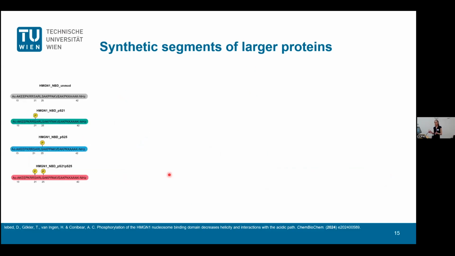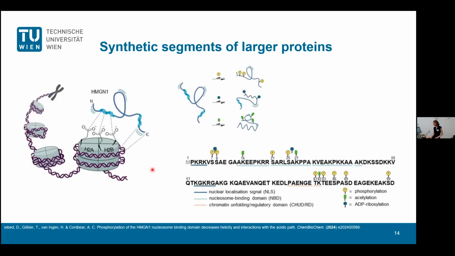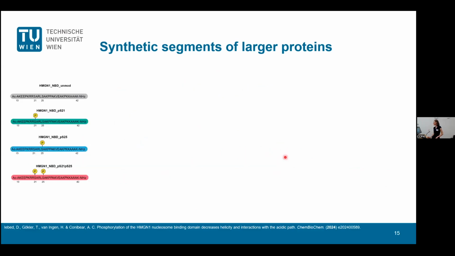So to start with, we took just a section of HMGN1, the nucleosome binding domain, which is the central part here, and looked at the two phosphorylations on these two serine residues here. This was about 30 residues long, so reasonably accessible through solid phase synthesis, and we could make all the variants: one phosphorylation, the other phosphorylation, or both.